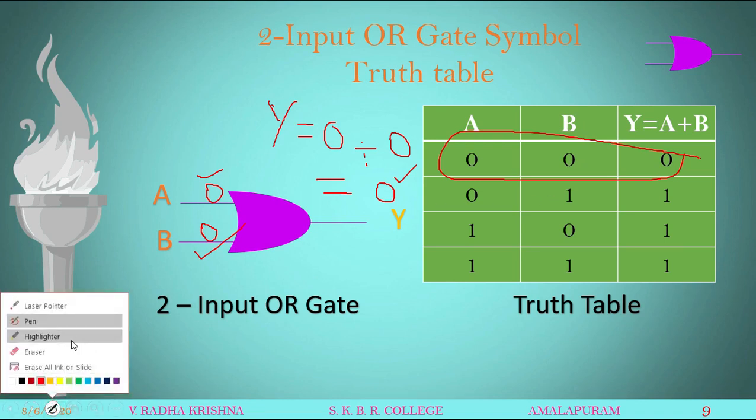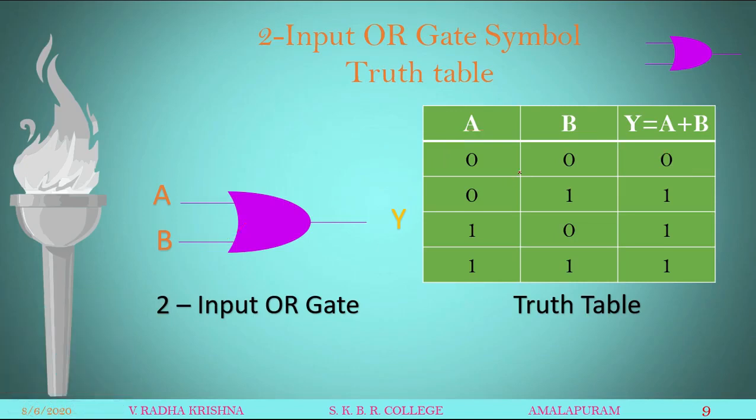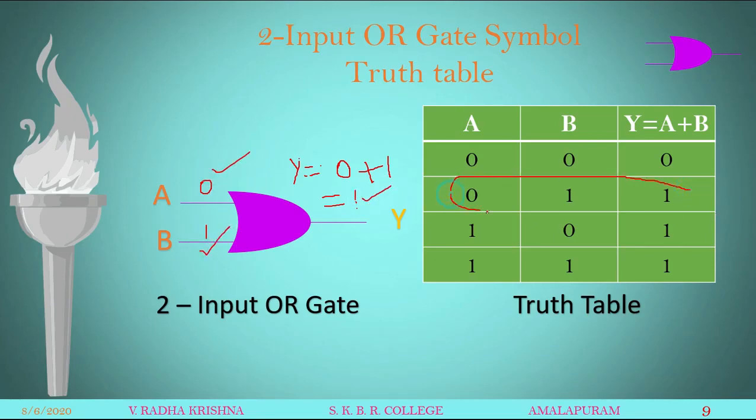So, let us take the second condition, that is A is equal to 0, B is equal to 1, then Y is equal to sum of the inputs, that is 0 plus 1. 0 plus 1 is 1. Hence, output is 1 for A is equal to 0 and B is equal to 1. Hence, second entry is also verified.